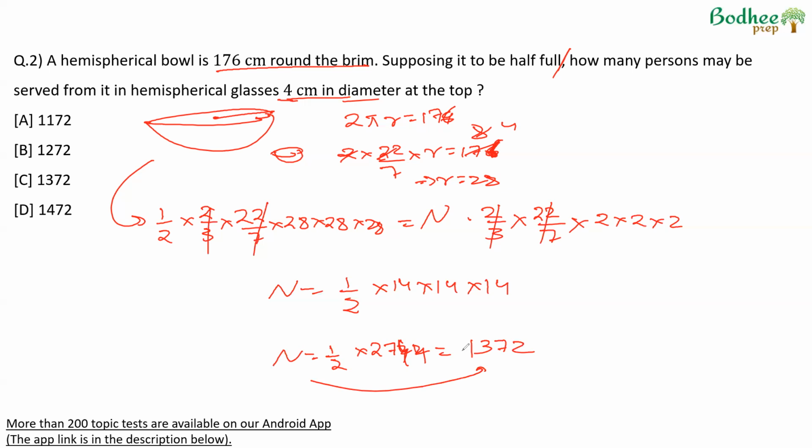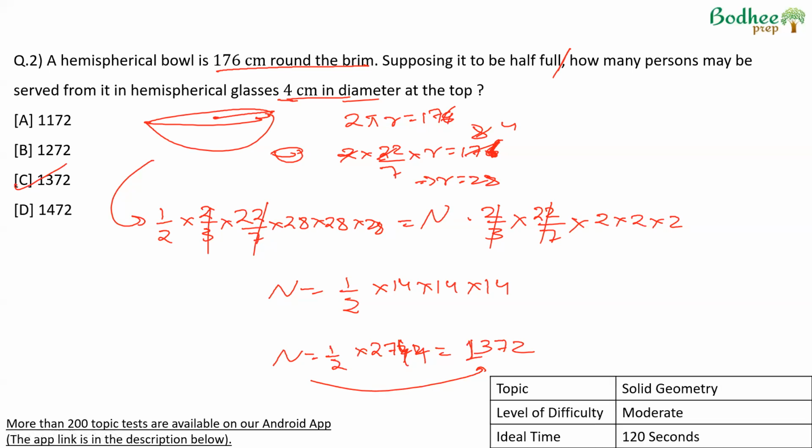And therefore, the number of people who could be served will be 1372, option C. Again, total volume of material present in the hemispherical bowl is equal to n into volume of a hemispherical glass. Find the value of n. Conceptually not very difficult. It's just that we have to be very sure about the half that is there and the diameter that is mentioned. So that also has to be divided by 2. So I'm saying moderate. Silly mistakes can happen. About 2 minutes to solve.